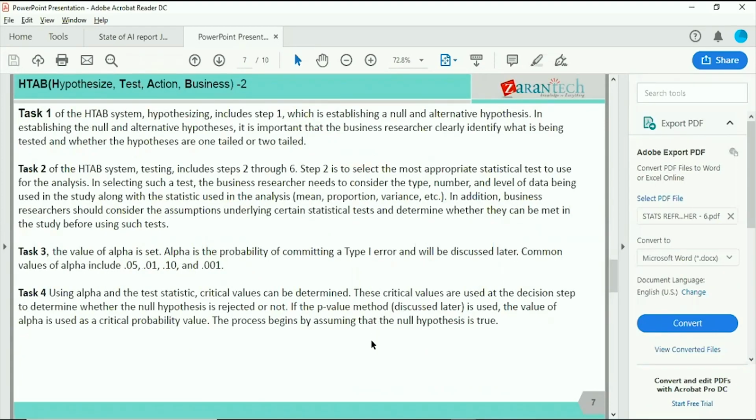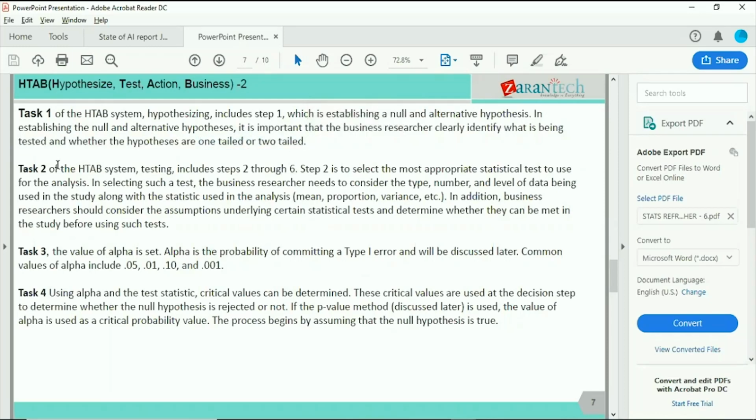To give you a better detailed explanation, task one is usually hypothesizing, which is establishing a null and alternate hypothesis, as I told. It is important that a business researcher clearly identify what is being tested and whether the hypothesis is one-tailed or two-tailed. So basically, this is what you want to reach in task one.